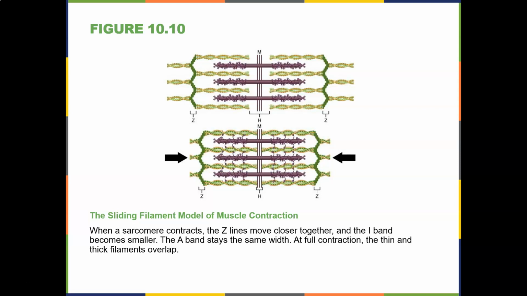The sliding filament model of muscle contraction. When a sarcomere contracts, the Z lines move closer together. Okay, and the I band becomes smaller, so these move closer together.